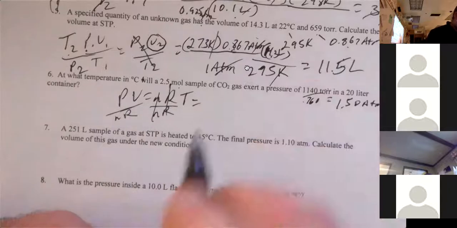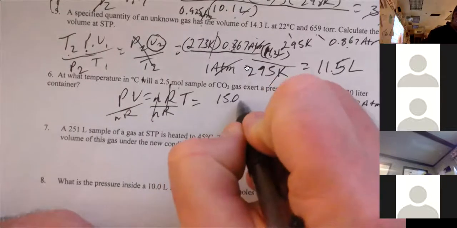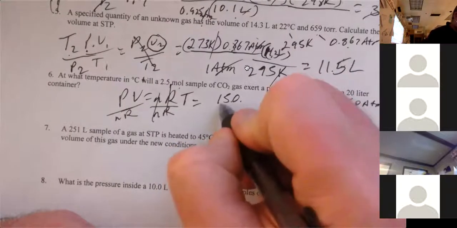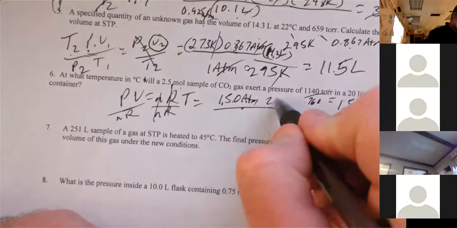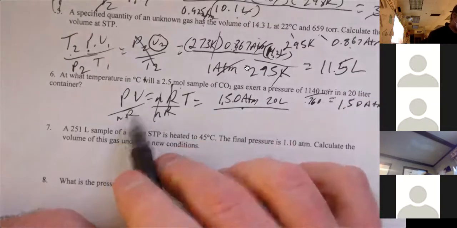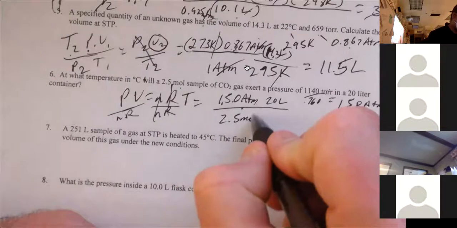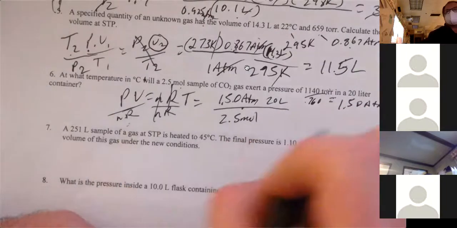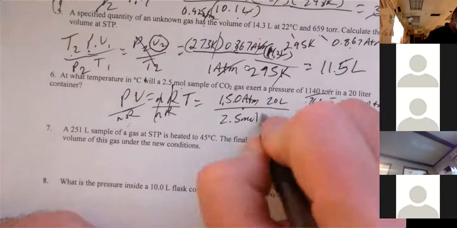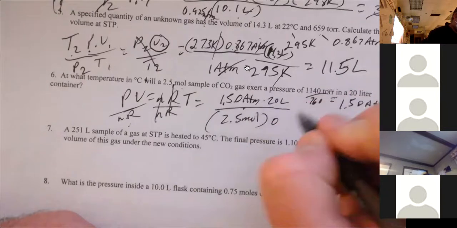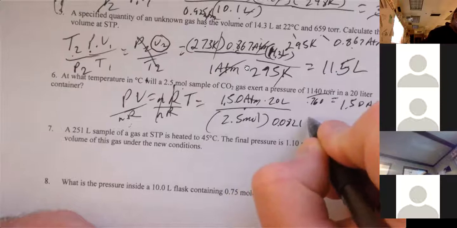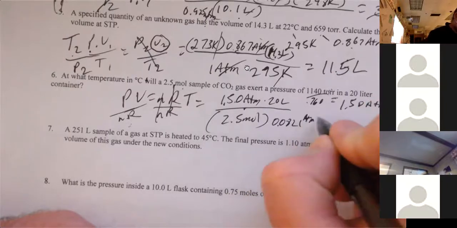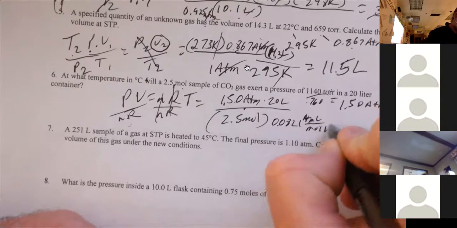The pressure I just calculated in atmospheres as 1.50 atmospheres. The volume is 20 liters. The number of moles is 2.5 moles. The R constant, that's why I converted that to atmosphere. So I can use my R constant of 0.0821 atmosphere liters per mole Kelvin.